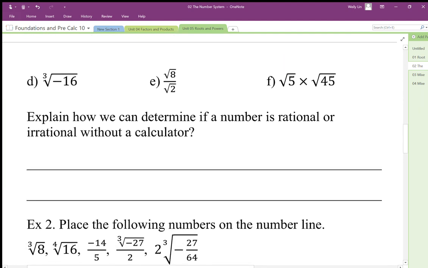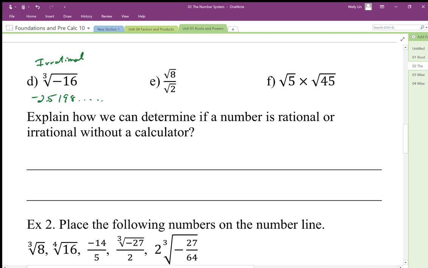So when we're talking about cubes, we need to then look for perfect cubes. Okay, so in this case here, I'm just going to use my calculator because I can always use my calculator if I'm not sure. So the cube root of negative 16, I end up with negative 2.5198... That must be irrational. Okay, although 16 is a perfect square, it is not a perfect cube, so we aren't able to cube root that.